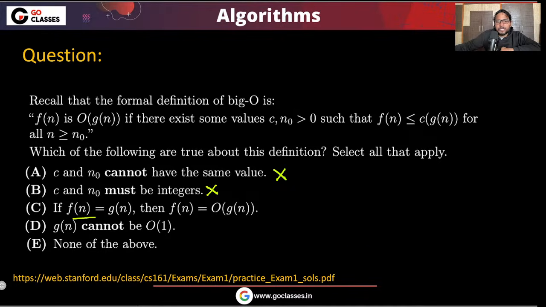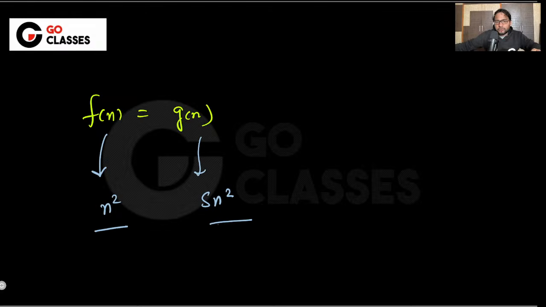If f(n) is equal to g(n), then f(n) is equal to order of g(n). Do you think this is true? See, this equal means normal equal, until and unless the questions are always formal questions, okay? It's not like they can use any of the notation. So if they're saying equal, what does this mean? Is this normal equal or asymptotic equal? If in the question they are saying f(n) equal to g(n), can I take f(n) as n square and g(n) as 5n square? Are they equal? Tell me.